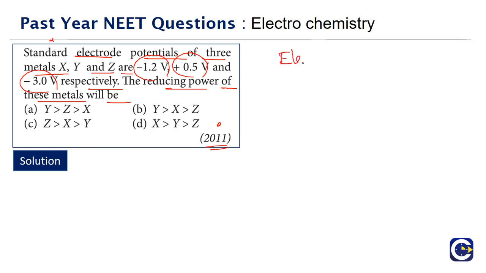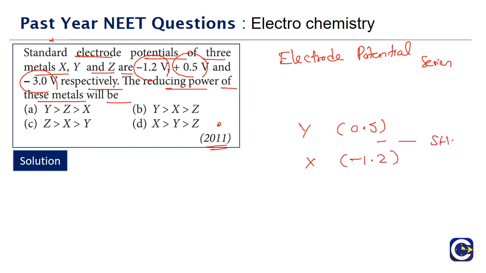We have to arrange them in the way they will be present in the electrode potential series. So what is the concept of electrode potential series? Highest to lowest. So we can see Y is what? 0.5. Then comes X, what is it? Minus 1.2. We are coming below. Somewhere here we will have the standard hydrogen electrode, 0. So Y is 0.5, then X minus 1.2, then comes Z. Z is what? Minus 3. So they are asking the reducing power of these metals will be in which order.